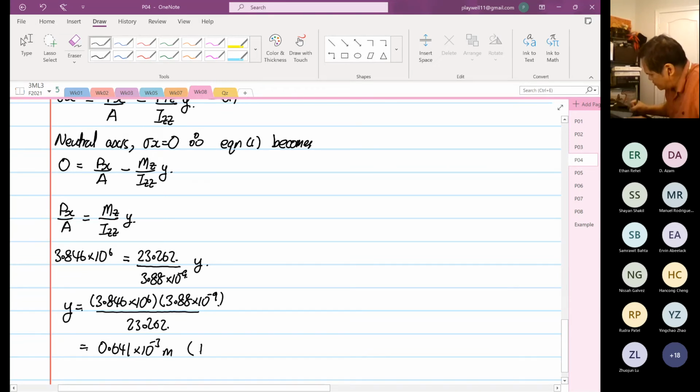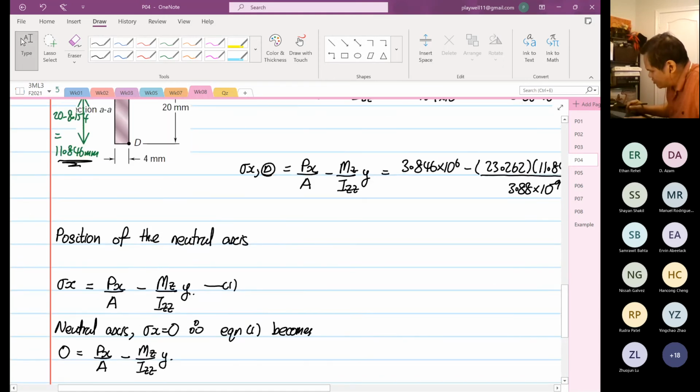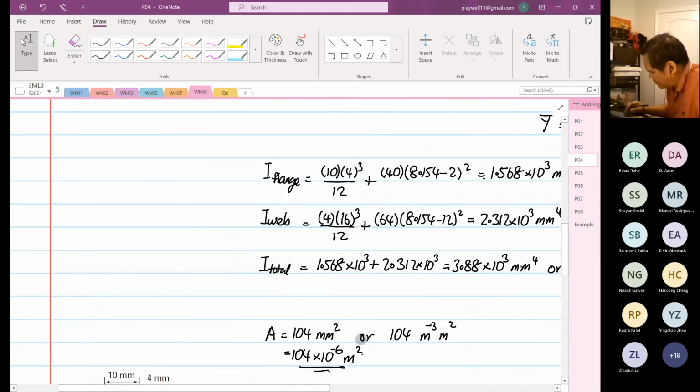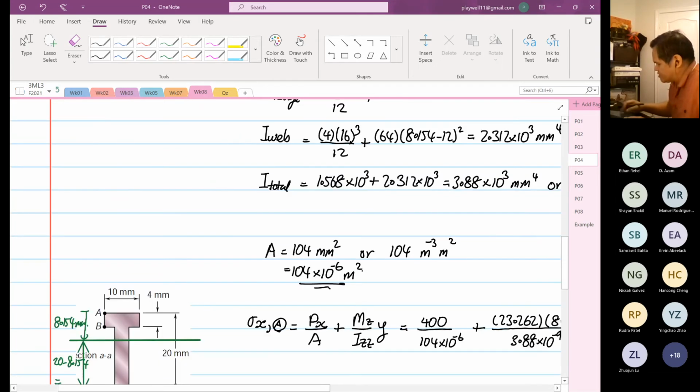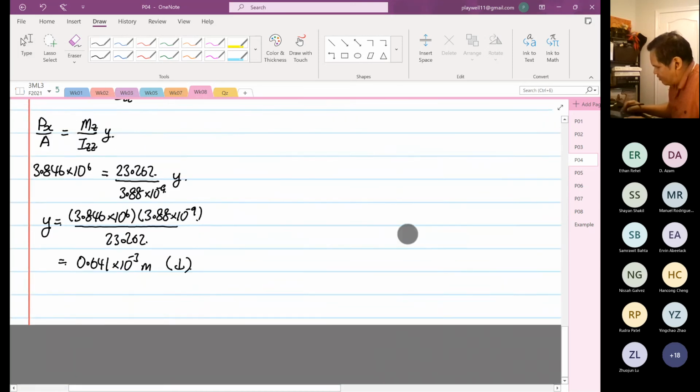So it's positive, it's moving downwards. Why downwards? Remember I told you the first week, right? If our bending is this way, over here is the center of curvature, and going this way is your y positive. So this is just purely applying the formula.